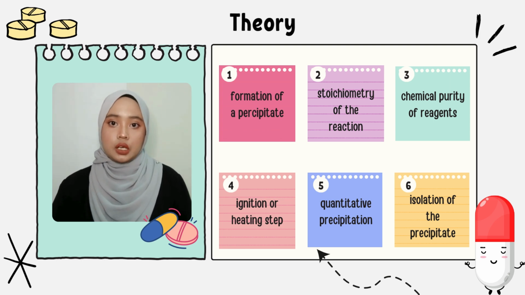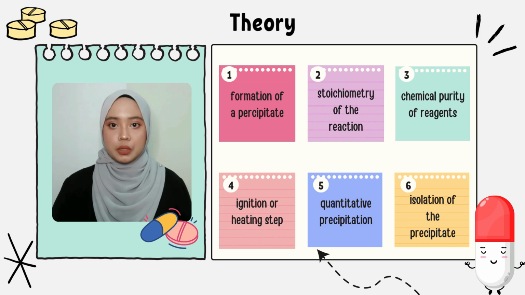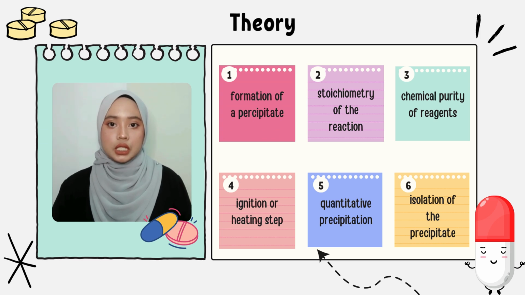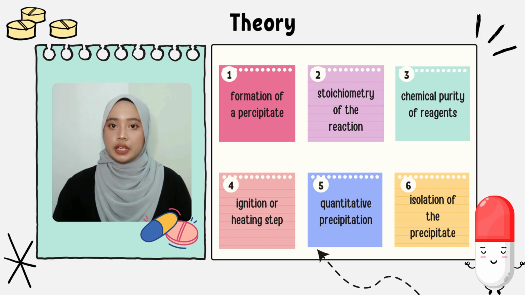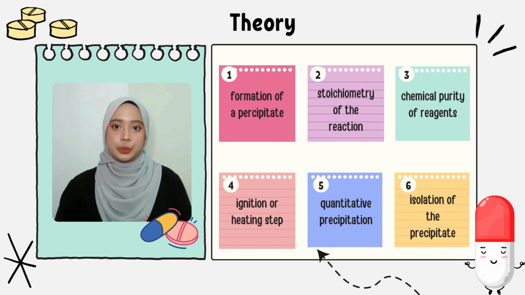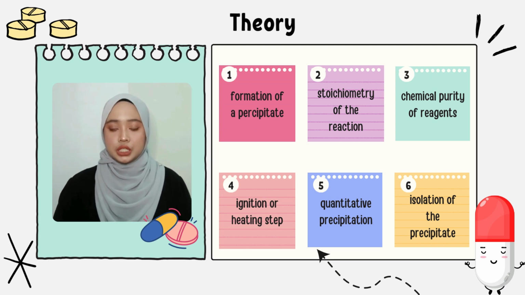The precipitate may occasionally be heated to a consistent mass following filtration. In order to guarantee that only the intended substance contributes to the mass measurement, this procedure eliminates water or volatile components. Number 5. Quantitative precipitation. All of the analyte should react to generate the precipitate in a quantitative precipitation reaction. Errors in the analysis may arise from any incomplete or unintended reaction.